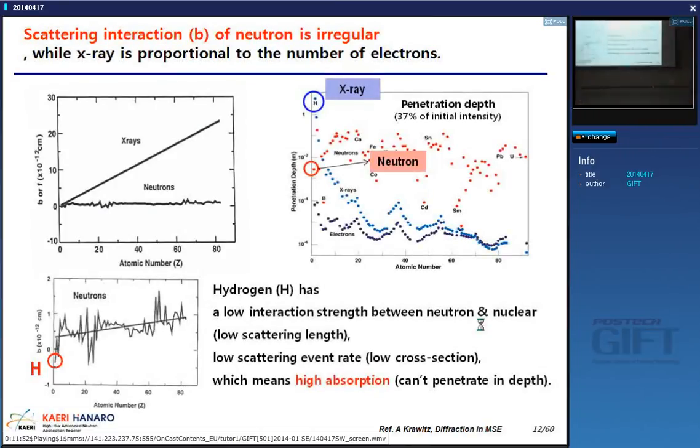For example, you can compare hydrogen here. Hydrogen has a very low interaction between neutron and nucleus, so very low neutron scattering, and the scattering event is very low. That means the neutrons just get absorbed in the material. When a neutron goes into hydrogen material, it is just absorbed, so it cannot penetrate deep inside. That's why, if your body is exposed to neutrons, they come in, deposit, and get absorbed in your body. That's why radioactive material is very, very dangerous.